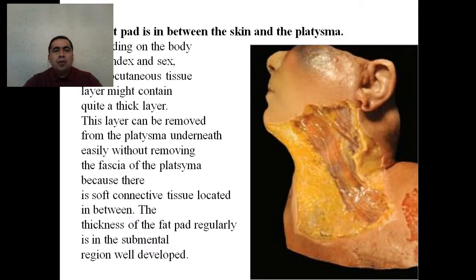About the location of the fat pad in the cervical region, the fat pad is in between the skin and the platysma. Depending on the body mass index and sex, the subcutaneous tissue layer might contain quite a thick layer. This layer can be removed from the platysma underneath easily without removing the fascia of the platysma, because there is a soft connective tissue located in between. The thickness of the fat pad is regularly well developed in the submental region here.